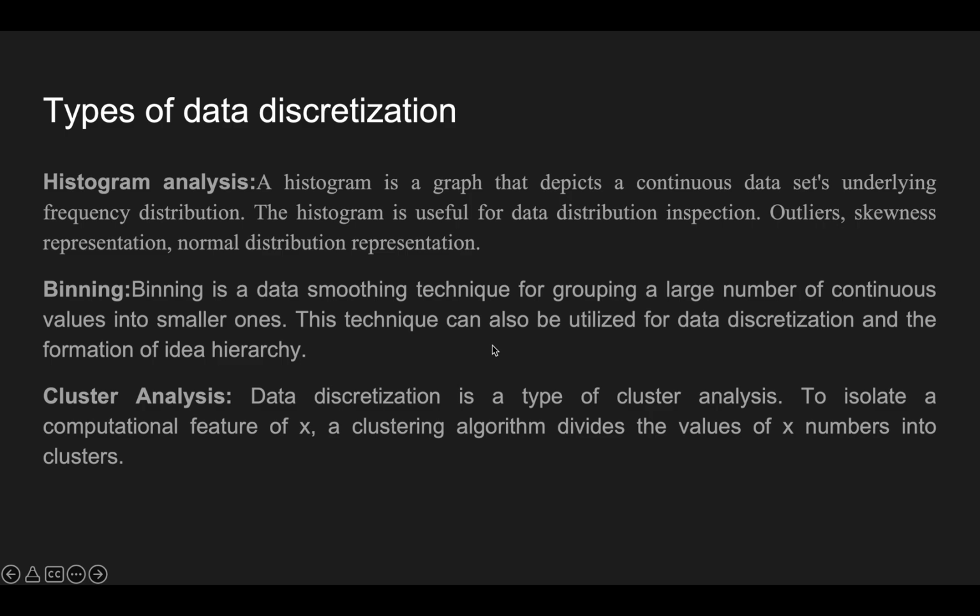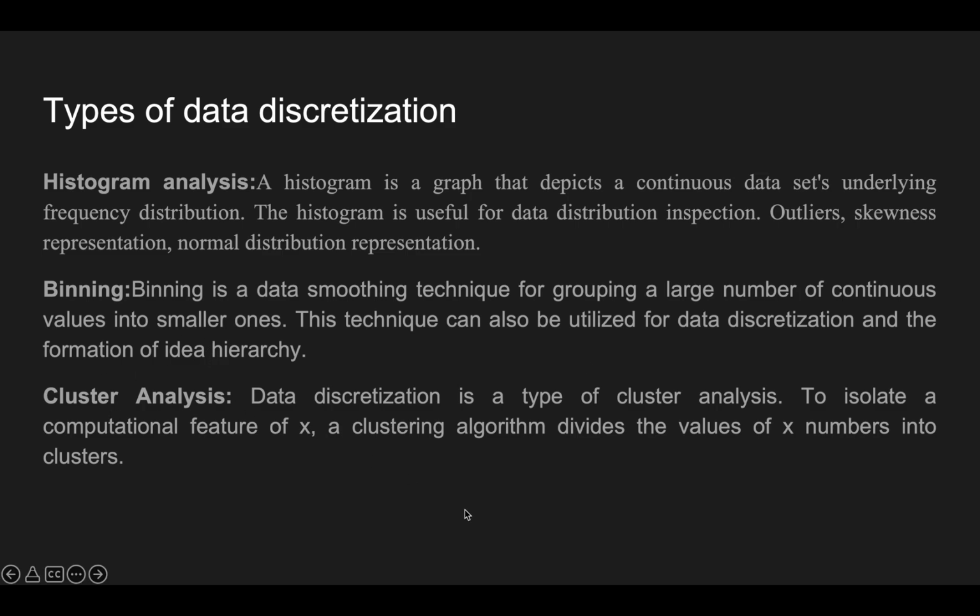Next is binning. Binning is a data smoothing technique for grouping a large number of continuous values into smaller ones. This technique can be utilized for data discretization and formation of concept hierarchy. Binning is a little bit similar to the histogram analysis, in which the end result is the data discretized result. So these are the types of data discretization techniques.